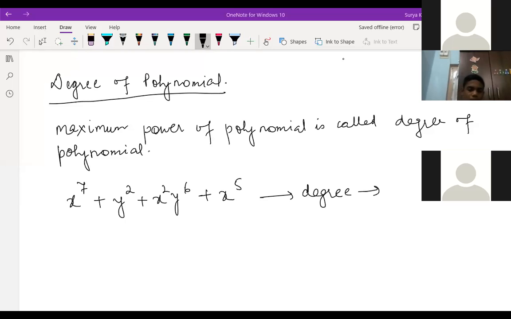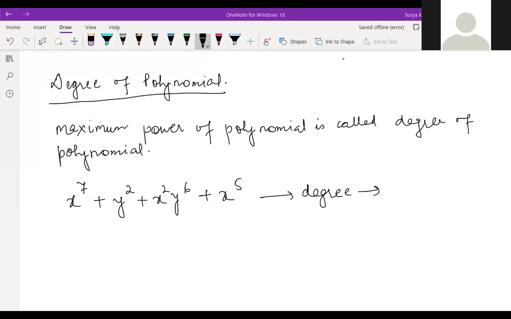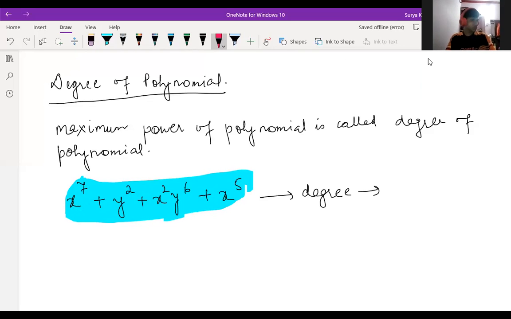Praharshan, tell me what is the degree of this polynomial? I have written here, right? What is the degree of this polynomial? Tell me. 7. Children, tell me, all of you. 7, sir. Okay, one person. Samad is telling 7. Anybody else? 7, sir.